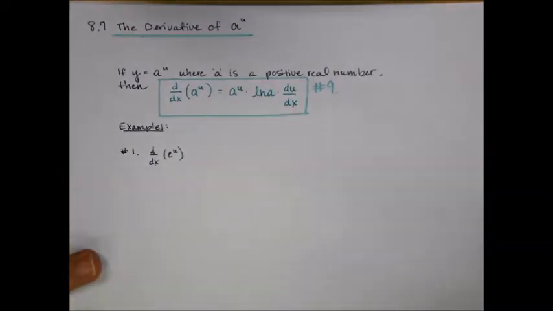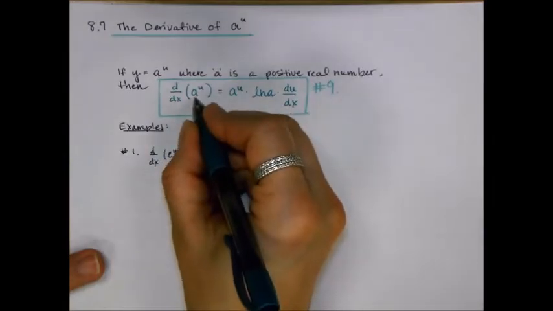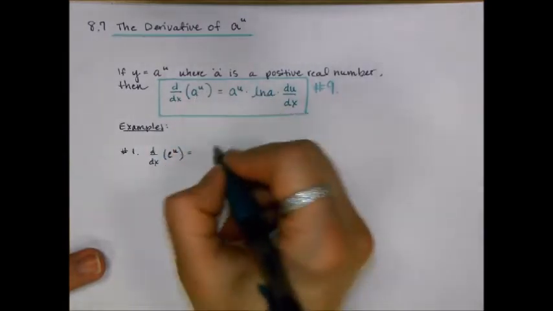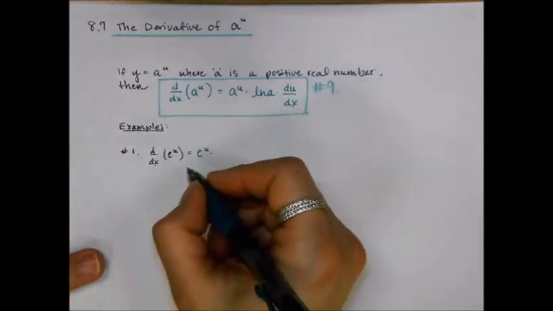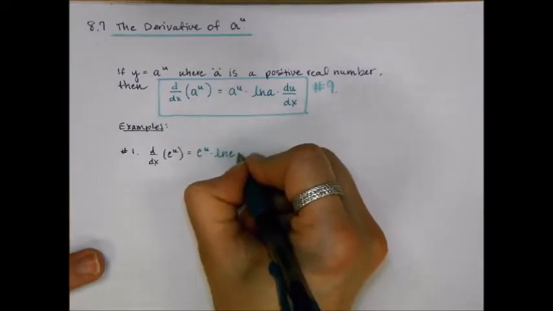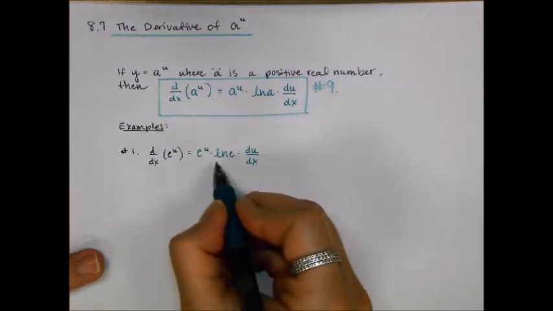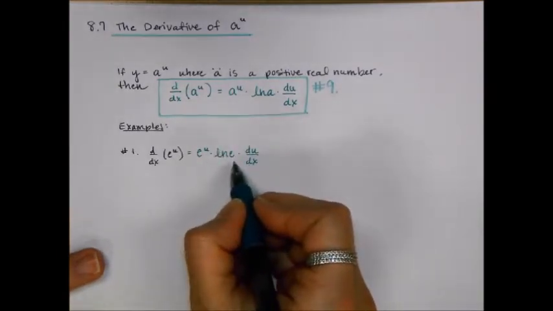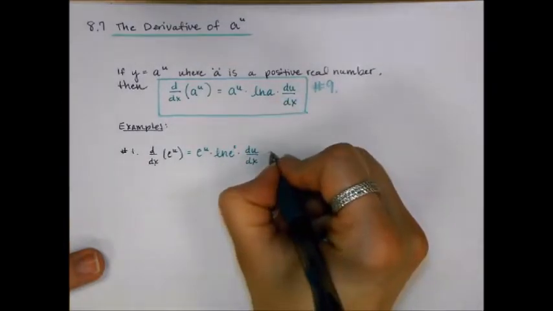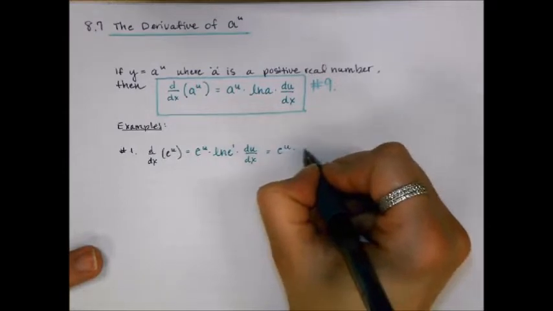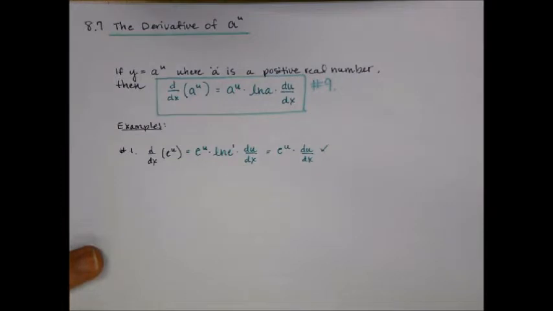So we start with the derivative of e to the u. So e, a positive real number, to the power u is e to the u times the natural log of the base a, which is e in this case, the natural log of e, and then followed by du dx. Since natural log and e are inverse operations, they simply undo one another, and they leave behind the exponent of e, which is 1. So this does turn into e to the u du dx. And that is our formula for the derivative of e.